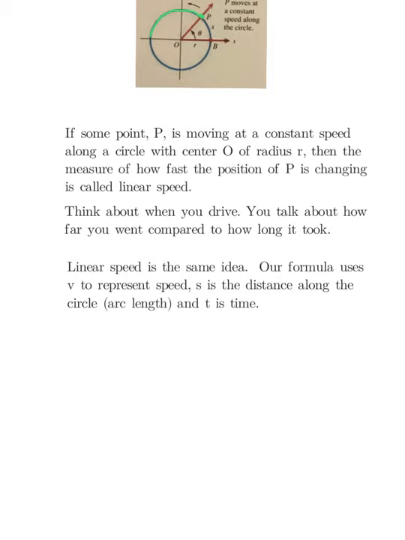Our formula uses V to represent speed. You can think of that as velocity. S is the distance along the circle, so it's your arc length. And T is time. So we have our linear speed formula of V equals S over T.